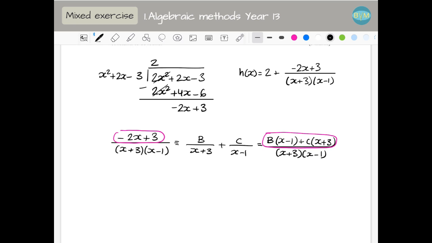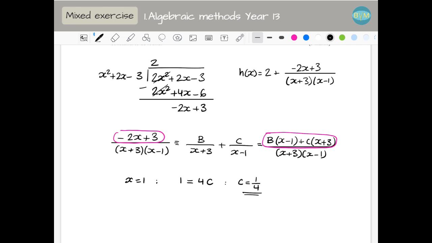I'm going to use substitution. If I substitute x by 1, this factor is going to be 0, and we'll be able to find c. So when x is 1, I have minus 2 times 1, minus 2, plus 3, positive 1. On the right-hand side, this one is 0, and this one is 1 plus 3, 4, times c, for c. Which means c is going to be 1/4.